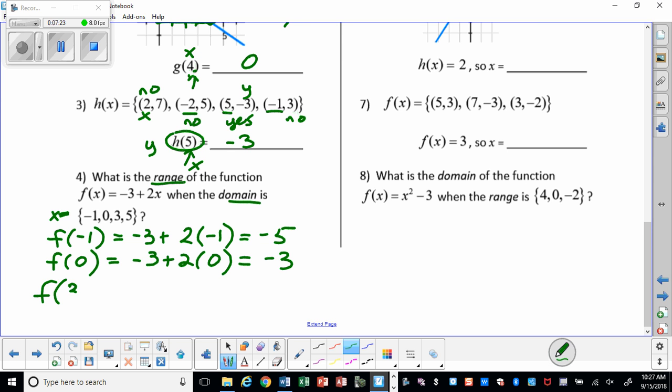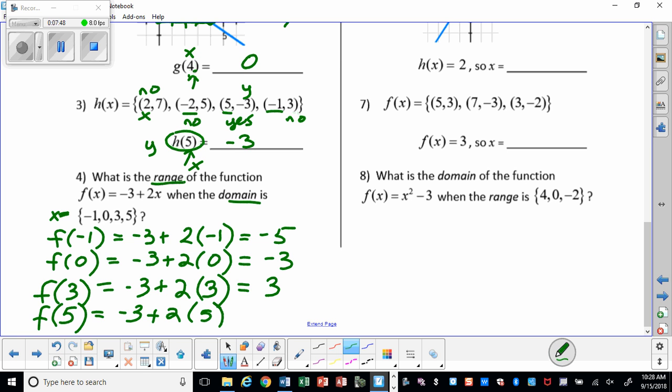F of 3, all right? We're just writing everything the same. Well, this is the function f. And we're replacing the x with what we're given. Alright, so negative 3 plus 6 is 3. And then I'll do f of 5, which is going to be negative 3 plus 2 times 5. And so that would be 7.